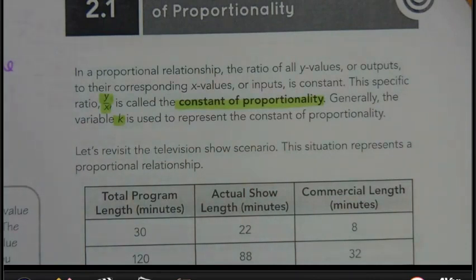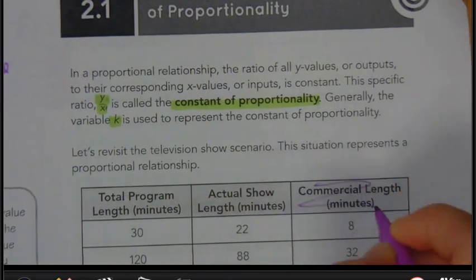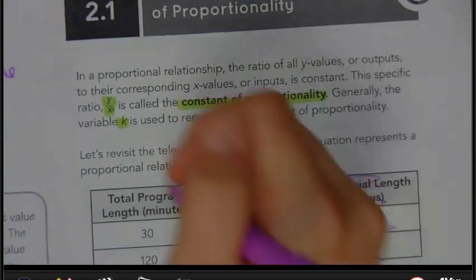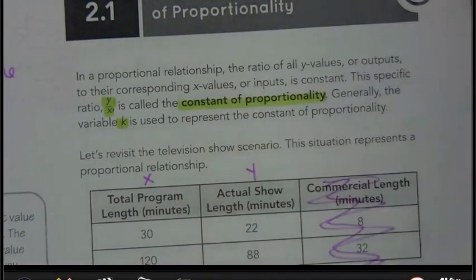Let's revisit the television show scenario. This situation represents a proportional relationship. I notice that I have total program length in minutes, actual program show, and then the commercial length. Normally we see tables represented in 2 columns versus 3, but for this scenario we're going to cross out commercial. We're only going to use the total program as X and the actual show as Y.